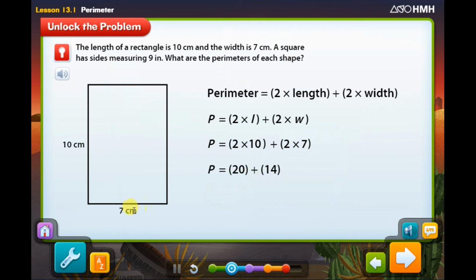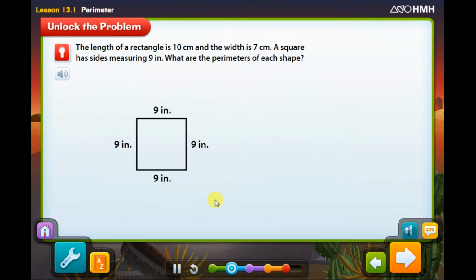34, and what is the unit here? Centimeter. So the length of all sides will be 34 centimeters. So the perimeter is 34 centimeters. Now, find the perimeter of a square.